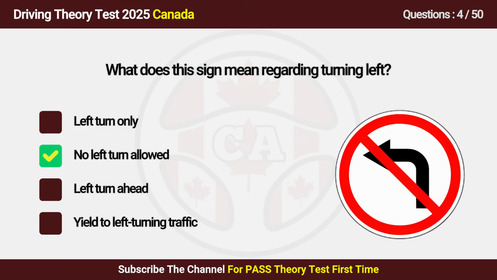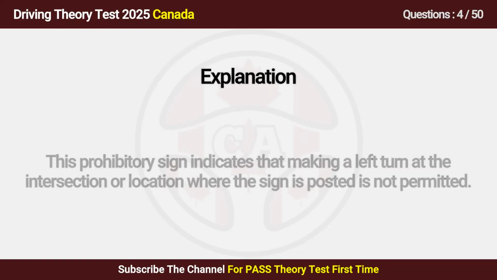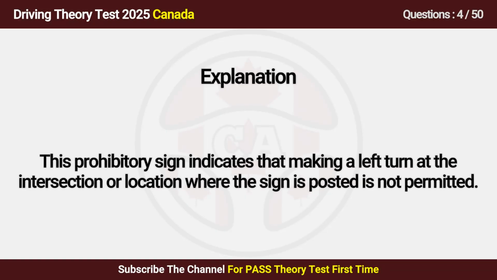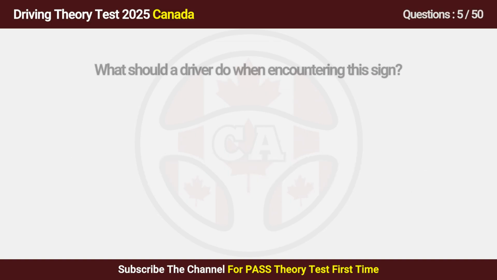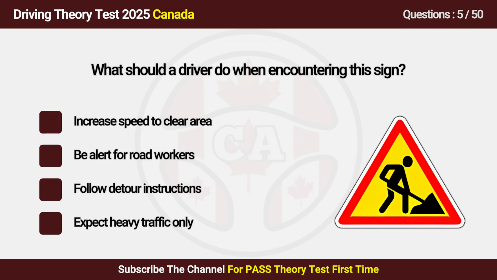Answer is B. No left turn allowed. This prohibitory sign indicates that making a left turn at the intersection or location where the sign is posted is not permitted.